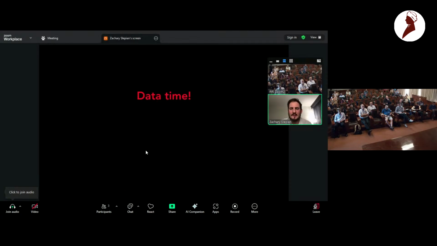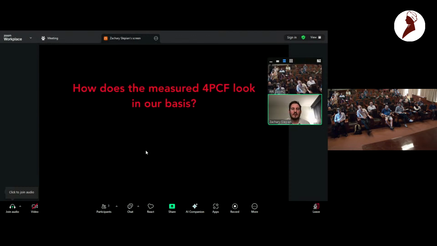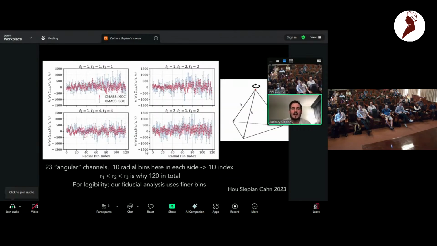But with all these pieces in place, I can now show you what I think everyone's probably been waiting for, which is the actual data. So we can look at the BOSS data and the DESI data, and that'll bring us to the end. So first of all, how does the measured 4-point function look in our basis? Well, here I'm showing you a split by the L modes. So 1, 1, 1 refers to the L's of the spherical harmonics. Notice it adds up to an odd number. It adds up to 3. And here I'm showing you only parity-odd panels. So 1, 2, 2 is 5, 1, 4, 4 is 9, etc. And I'm showing you the CMASS sample from the BOSS survey in the North Galactic Cap and in the South Galactic Cap in red and blue.